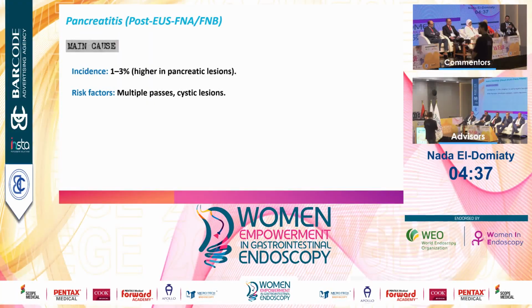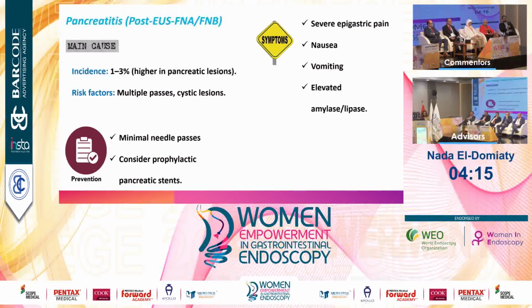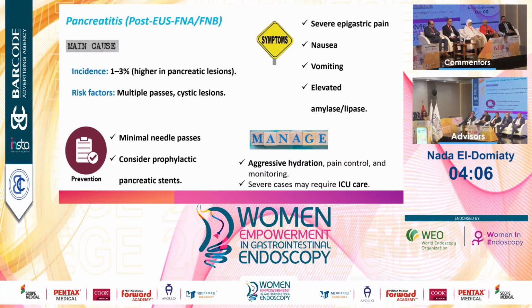Pancreatitis after EUS FNA or FNB is one of the most commonly seen complications. Although its incidence is 1 to 3%, it is highly seen in pancreatic lesions especially. The risk factors for this are multiple passes of the needle or a cystic lesion, with symptoms like epigastric pain, nausea, and elevated amylase and lipase. Prevention is to try to use the minimal number of needle passes, consider prophylactic pancreatic stents, and use aggressive hydration and pain control to treat the pancreatitis.